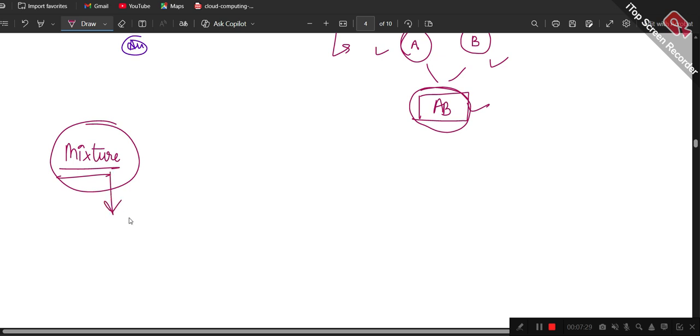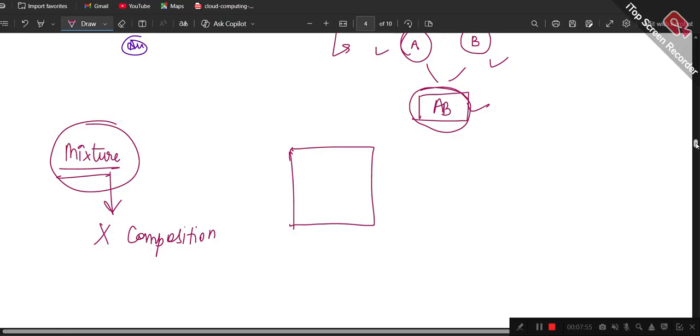Of course, if they are going to be different, the physical and chemical properties are going to be different than the participating elements, and also the whole composition is not going to be the same. Composition is going to differ throughout the compound. Throughout the whole compound, the composition is going to differ.